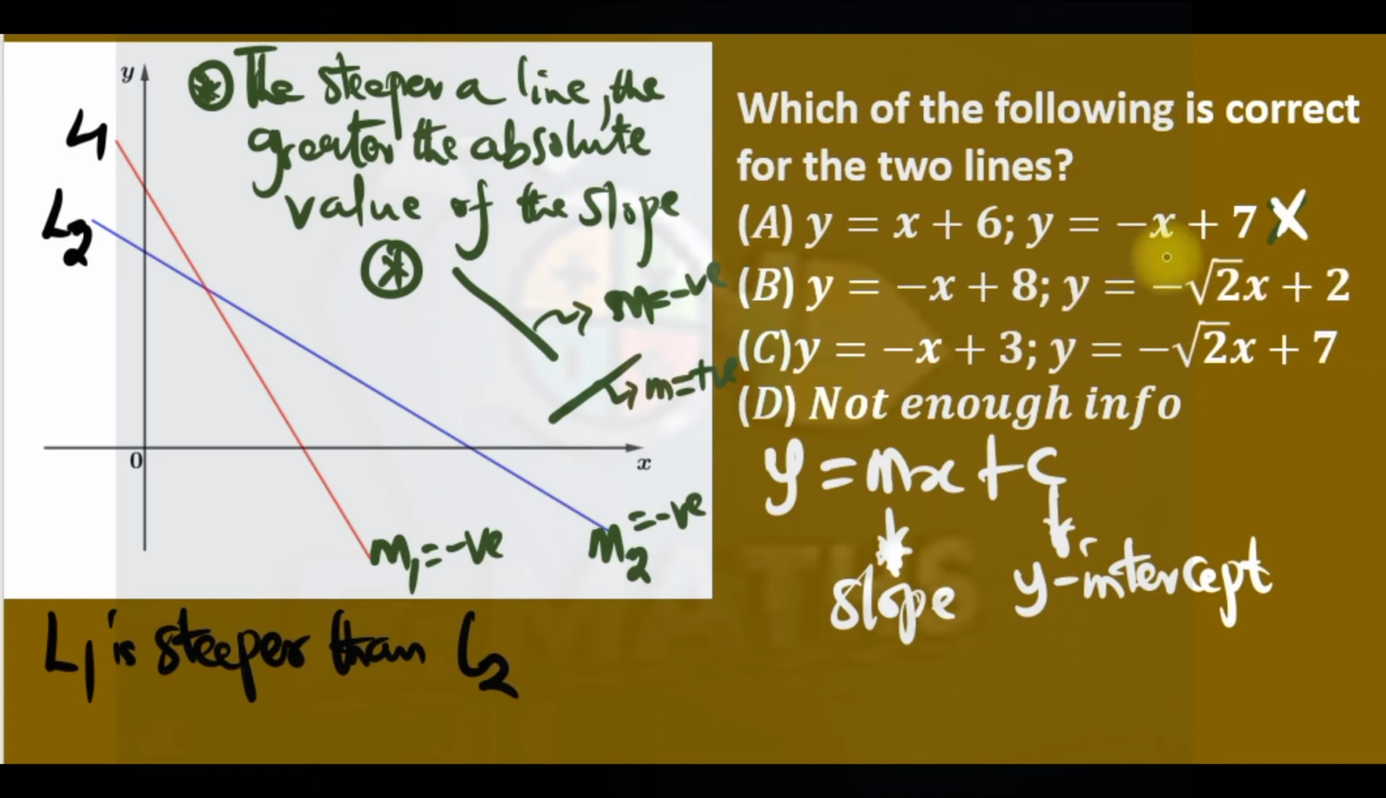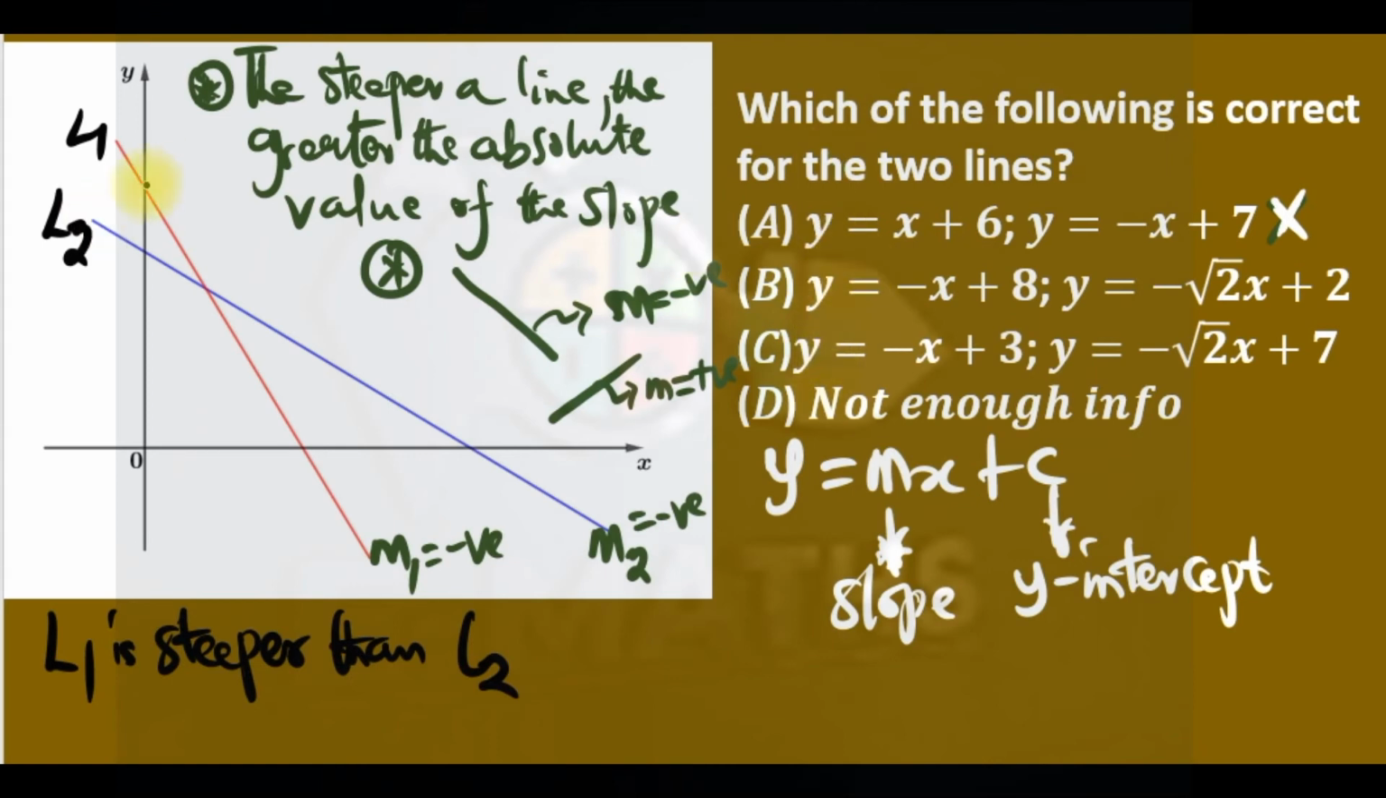It's possible because the absolute value of minus root 2 is root 2, while the absolute value of minus 1 is 1. So this is greater than this. So the possibility is this is L1 and this is L2, or this is L1 and this is L2. But they gave us two. You say the two of them are the answer? No. We need to test our knowledge again.